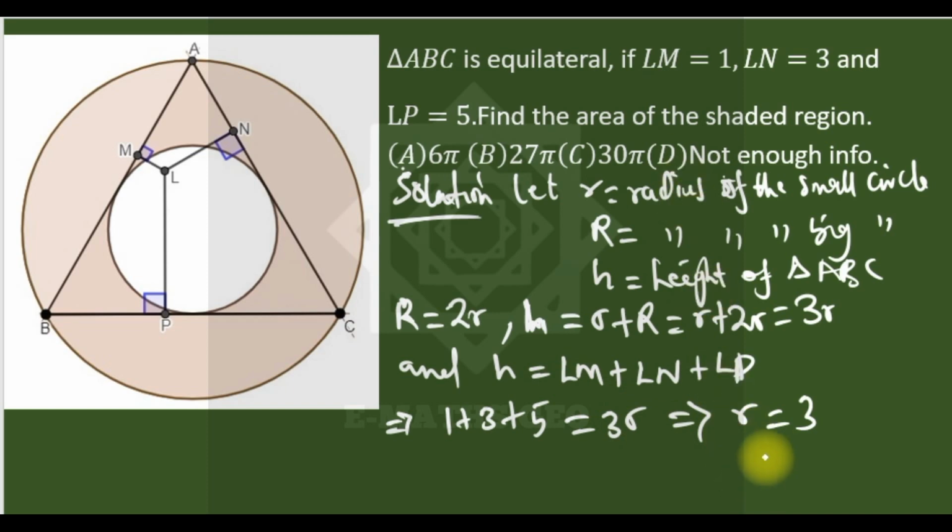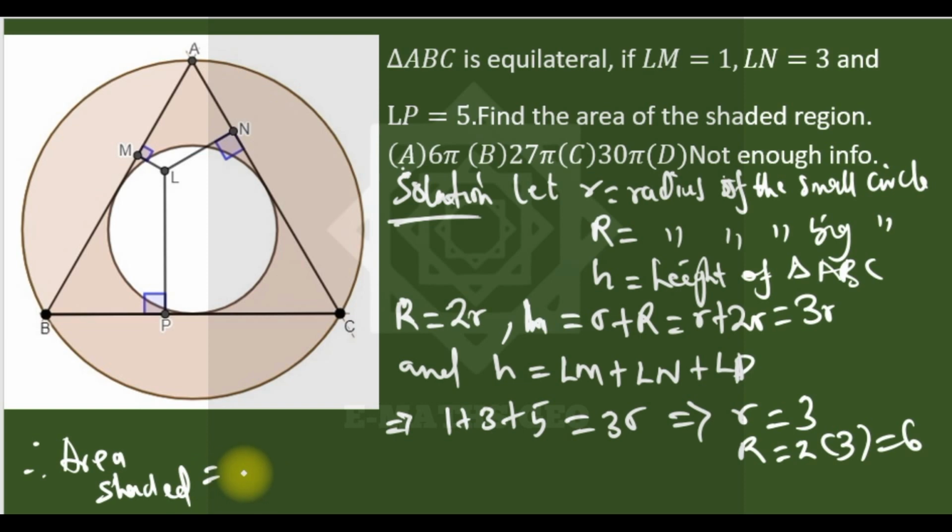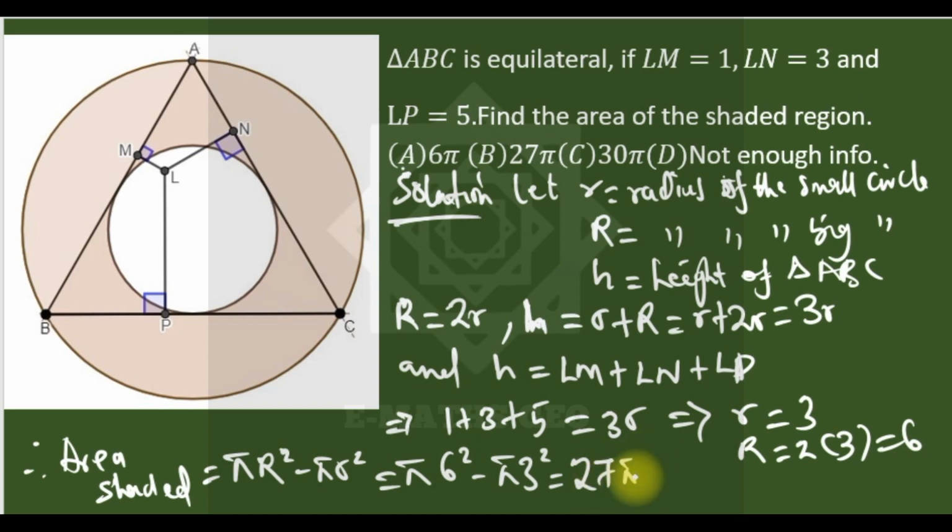Therefore, the radius of the big one is 2 times 3, which is 6. Therefore, the area we are looking for, the area shaded, is pi R squared minus pi r squared, which is pi 6 squared minus pi 3 squared. So as you can see, this should be 27 pi. Yes, our answer is B. So that's the answer. So let me now prove all this.